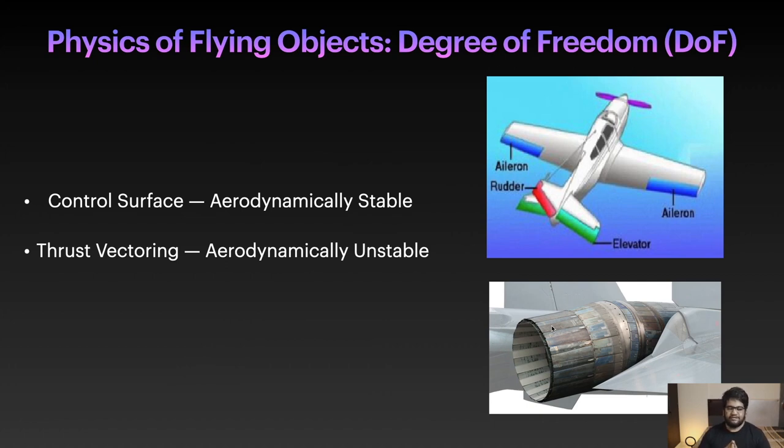If you talk about controlling the yaw, pitch, and roll axis, it is done in certain ways depending on the body. If a body is aerodynamically stable, it can use a control surface. If a body is aerodynamically unstable, and I'll come to what aerodynamically unstable means, it can use something called thrust vectoring or onboard computers and sensors. So let's first talk about aerodynamically stable.